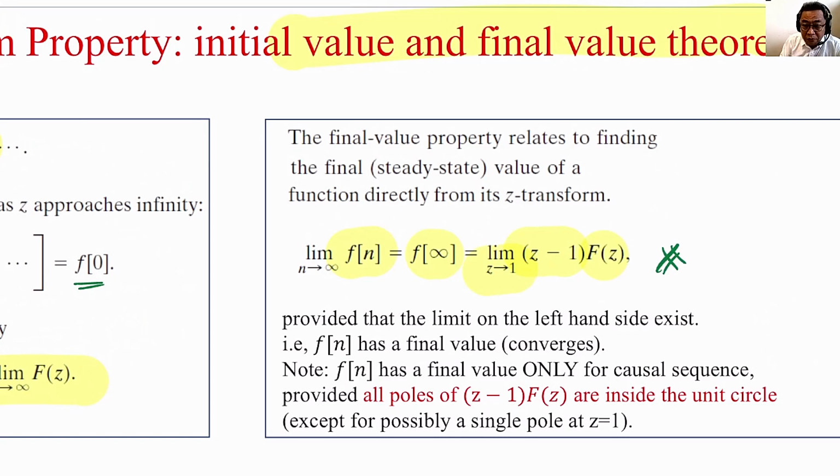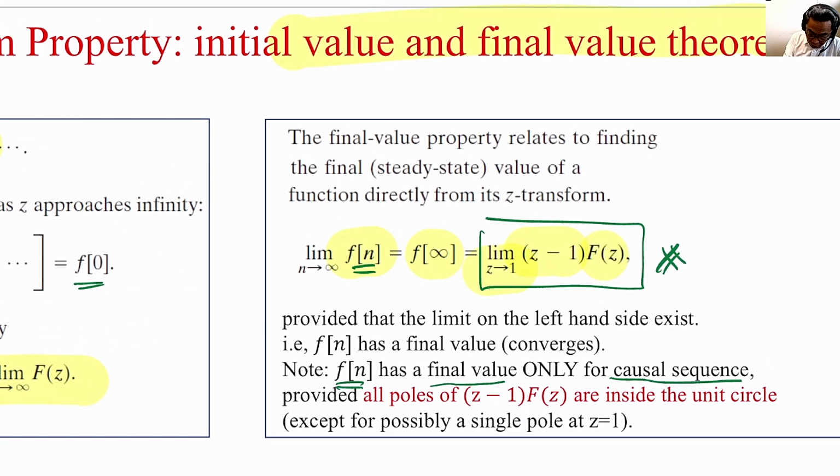Now, you must be careful when you use the final value theorem, because certain f(n) will never stabilize, it will never converge to a constant value. In such a case, when f(n) does not converge, then the value you found using this expression will be wrong. So use this expression only when f(n) has a final value, and it is only for causal sequences.